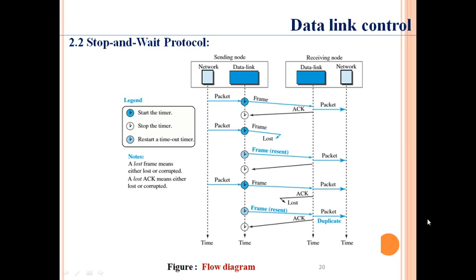Third case: a frame is sent from the data link layer, and the packet is received successfully at the network layer of the receiving node. The data link layer will send an acknowledgement also, but it is lost in between. So the sender waits until the time expires, then it will resend the same frame. The receiving node will receive a duplicate packet, and again it will send a positive acknowledgement. This is the flow diagram.